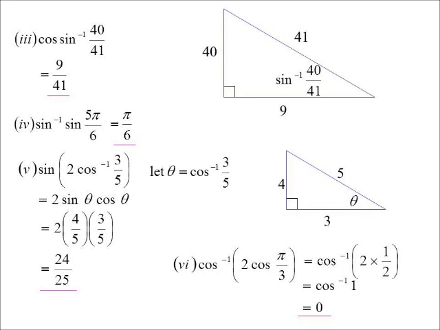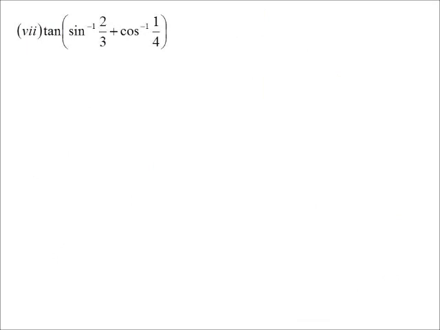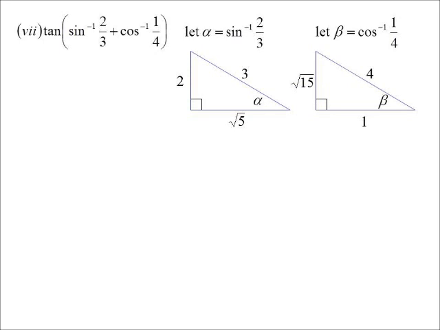Tan of the inverse sine of 2/3 plus the inverse cos of a quarter. Remember, inverse trig are angles. So, I'll let alpha be the inverse sine of 2/3. Let me draw up a triangle. Opposite, hypotenuse, bit of Pythagoras. Good. Beta will be the other one. Draw the triangle. Adjacent, hypotenuse, bit of Pythagoras.